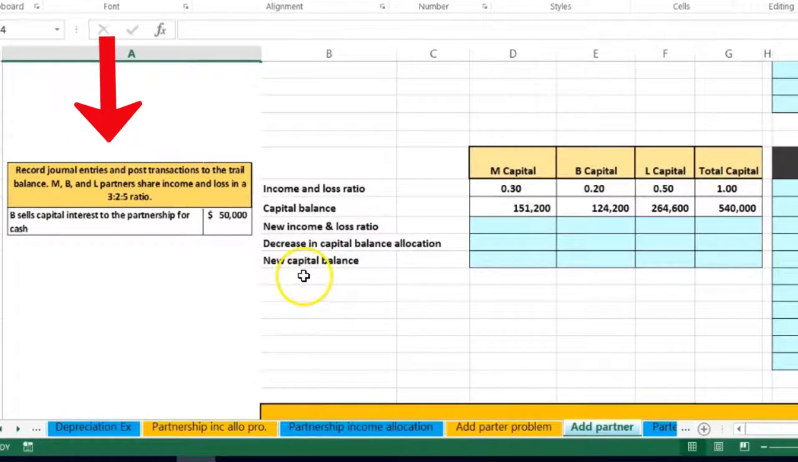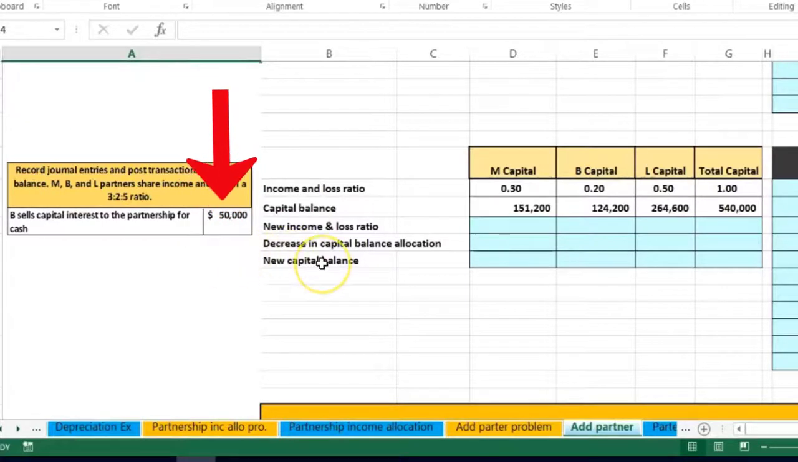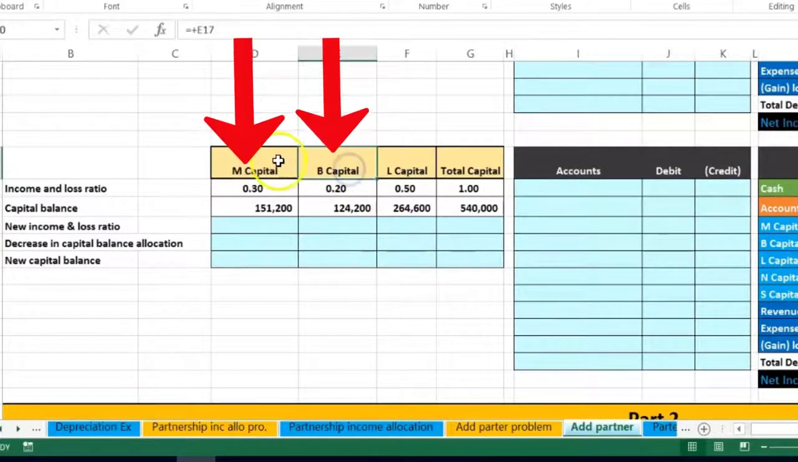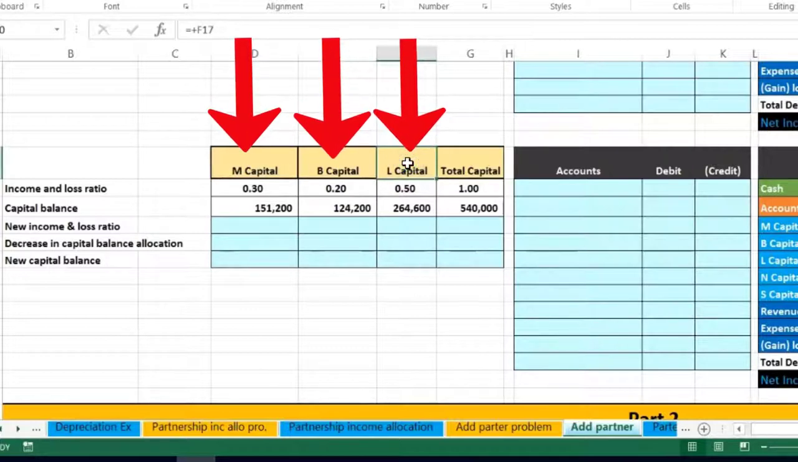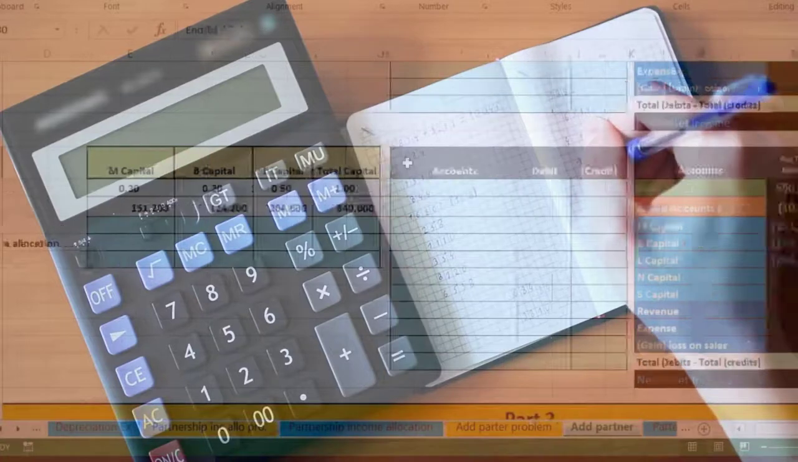And we're going to say, well, what if we had the same information here, but now B sells the capital interest to the partnership for only $50,000. So now we're selling it for $50,000. Let's see what would happen if that was the case. So now we're going to do the same thing where B is selling to M and L. It's just the amount that has now differed. So let's think about our journal entry first and then come back to the worksheet.